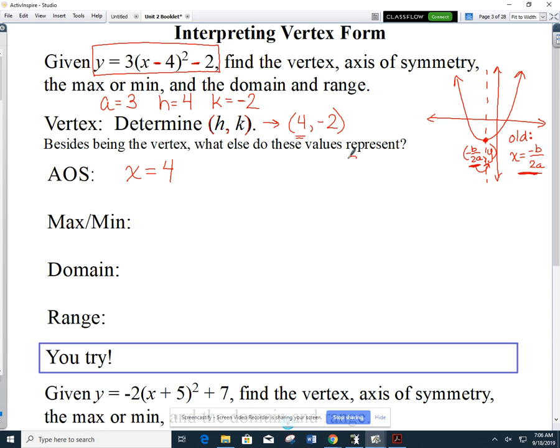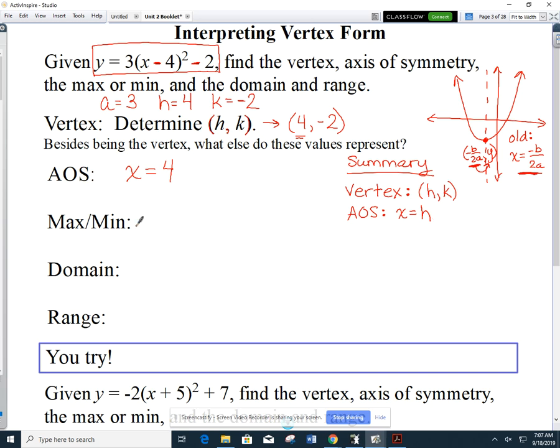Well, if we were to summarize, and I would write this summary because this is what you want to study for your test. The first thing that the vertex form tells us pretty quickly is that the vertex is just (h, k). The second thing that this tells us is that the axis of symmetry is at x equals whatever the h value is. So x equals h.